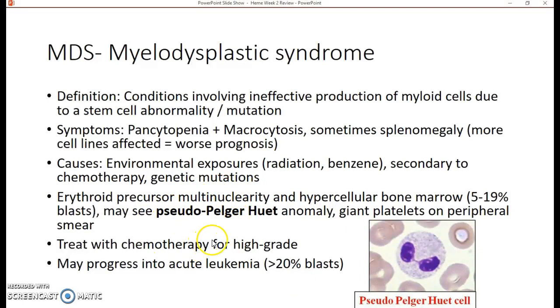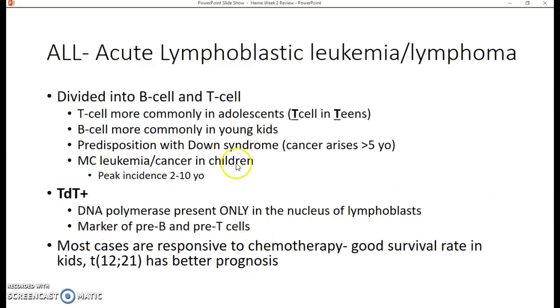You treat it with chemo. It's graded. Lower grade is less than 5% blasts, which is normal. Leukemia means it's greater than 20% blasts in the marrow. High grade is 5 to 19%. So you do the bone marrow tap, you assess what sort of genetic markers there are. Is this an MDS? Is this a leukemia? And you grade it from there and treat it with chemo if it's bad enough.